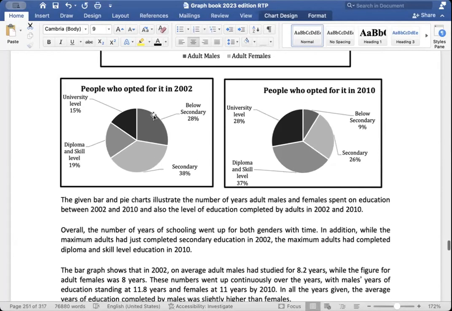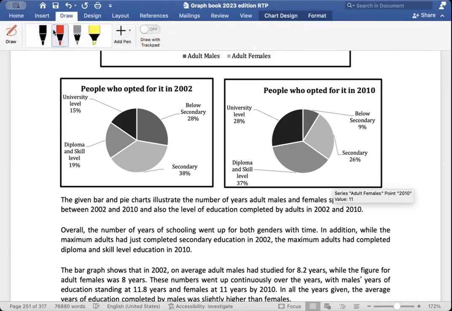You can say, let us put arrows here. Below secondary 28 and below secondary 9. Should I put upward arrow or downward arrow here? Downward. Downward. Downward. Okay. So I will put a downward arrow here.